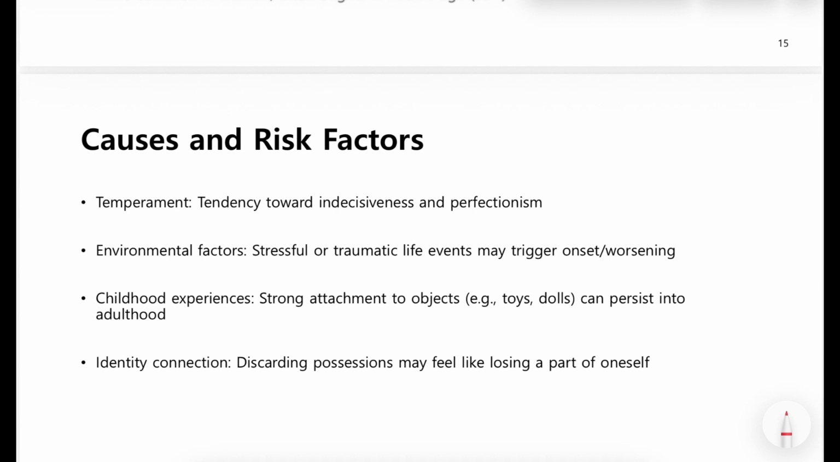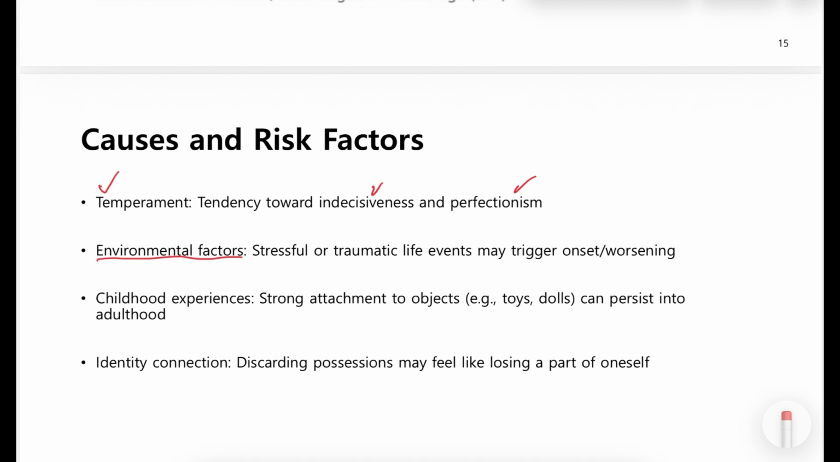There are several possible causes and risk factors for hoarding disorder. First, temperament plays an important role. Individuals with a tendency toward indecisiveness and perfectionism are more vulnerable. Second, environmental factors such as stressful or traumatic life events may trigger the onset or make the symptoms worse.